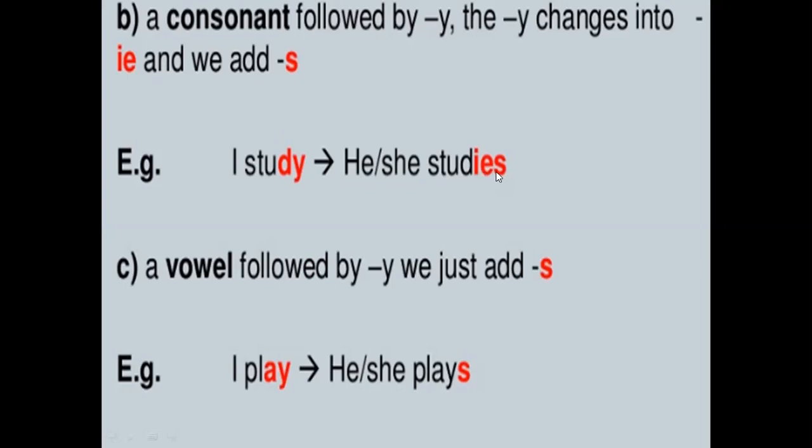IES. If a consonant followed by Y. Okay, so D here is a consonant. So after D is Y. So we have to add IES. However, a vowel followed by Y, we just simply add S. Say for example, I play. So A here is a vowel. And after the vowel is Y, so we simply add S. So I play, he, she plays. As easy as that.